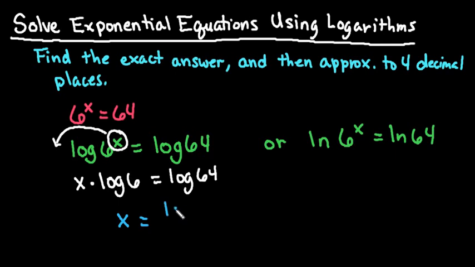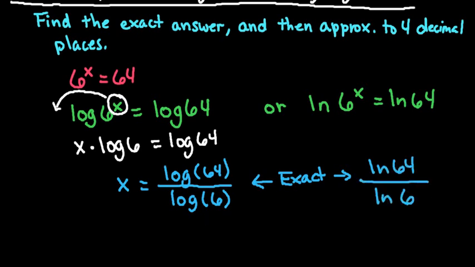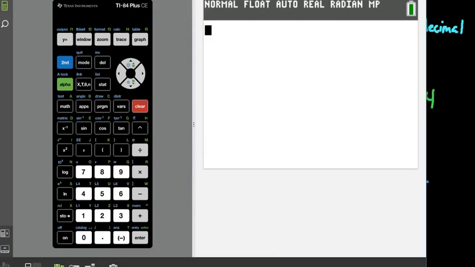I'm going to show you that it doesn't matter whether we use log 64 or ln, as long as you stay consistent and use the same one in both the top and the bottom. You can't switch in between and say log 64 over natural log 6. It just doesn't work. So this is considered the exact answer. You can either write it as this, or you can write it as natural log 64 over natural log 6.